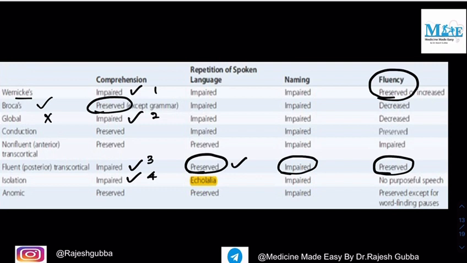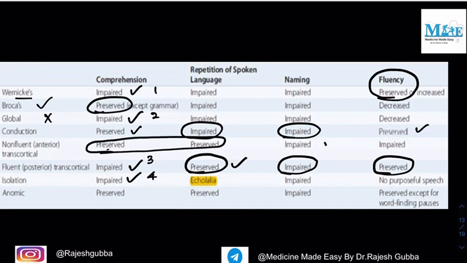Whereas in conduction aphasia, your repetition as well as naming are both impaired, whereas the comprehension and the fluency are preserved in conduction aphasia. Whereas in anterior transcortical aphasia, remember, comprehension and the repetition of the language are preserved, but your naming as well as fluency is impaired.